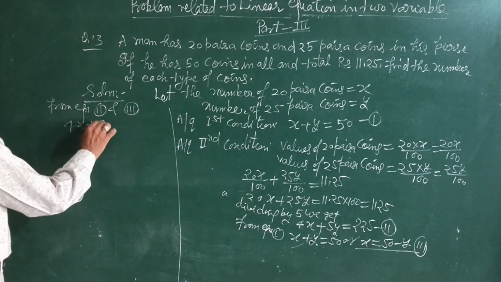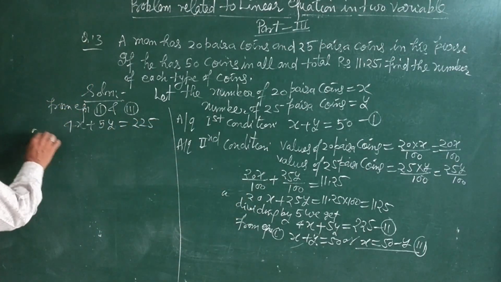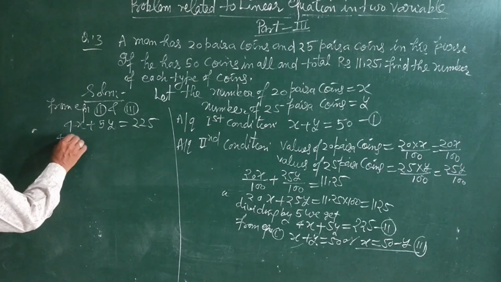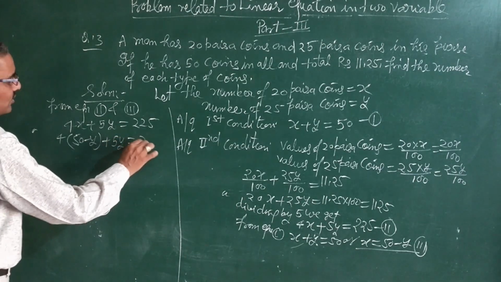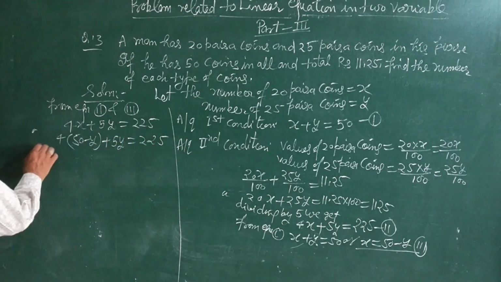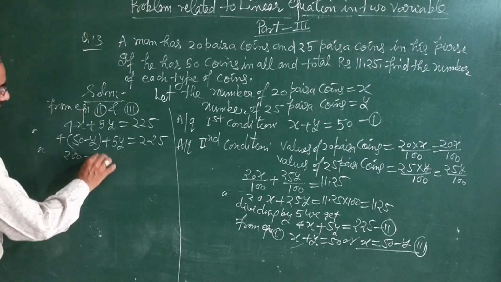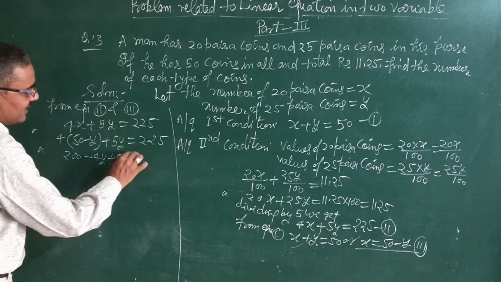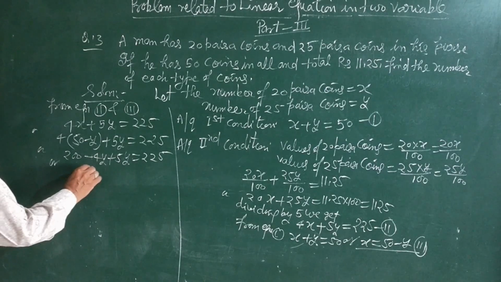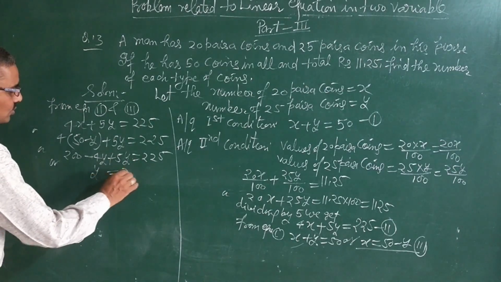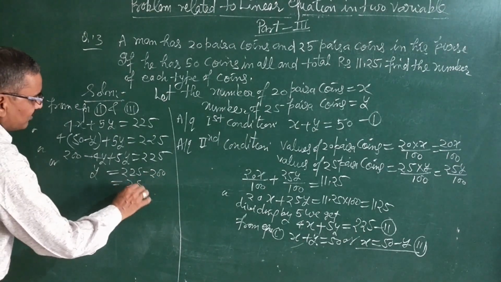4x plus 5y is equal to 225. Keeping x as it is, 4 into 50 minus y plus 5y is equal to 225. And 4 into 50 is 200, minus 4y plus 5y is equal to 225. And 5y minus 4y is y. So y is equal to 225 minus 200, that is equal to 25.